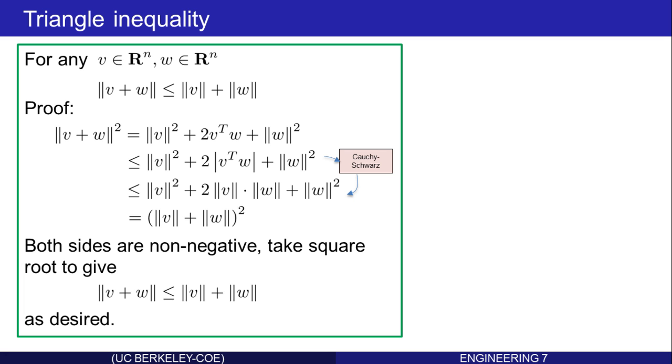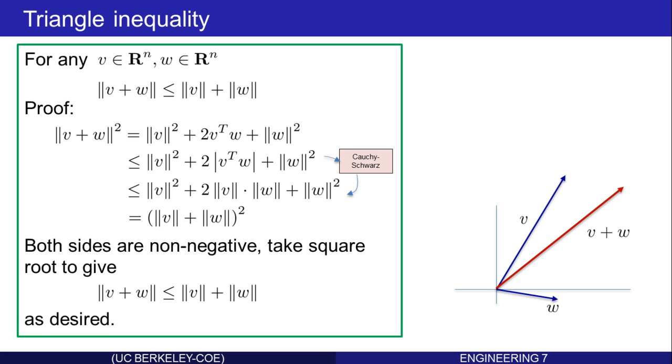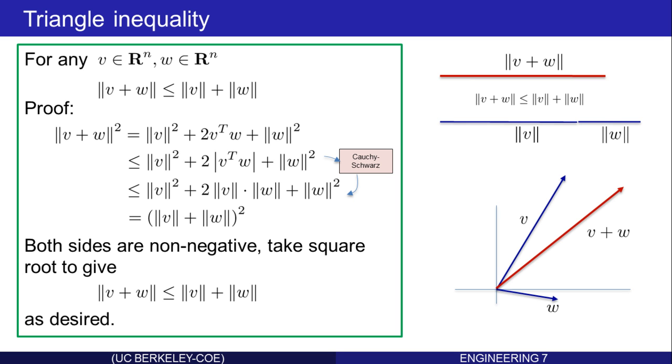Let's look at a picture of the triangle inequality. Take a vector v and a vector w, and the vector sum is v plus w. Now let's look at these lengths. That's the length of v plus w. That's the length of v, and that's the length of w. Therefore, it's very clear that the length of v plus w is less than or equal to the length of v plus the length of w. And that is the conclusion of the triangle inequality.